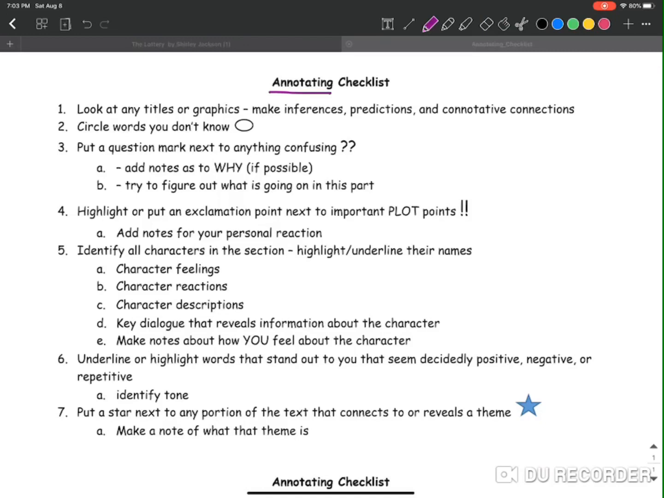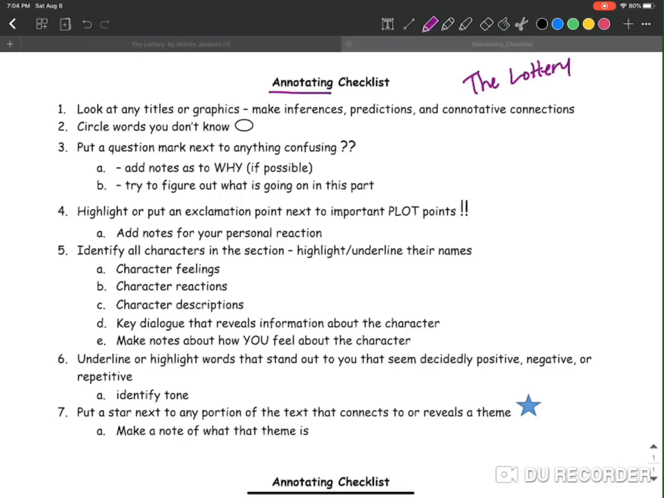So, what you need in front of you right now is your lottery story. It's a short story. If you have not printed this off from the internet, or from Schoology, you really need to get it and print it off. There is a submission this week for you to annotate the lottery. We're going to annotate the first part together, but the remainder of the story you're going to have to annotate yourself. So it does really need to be printed off.